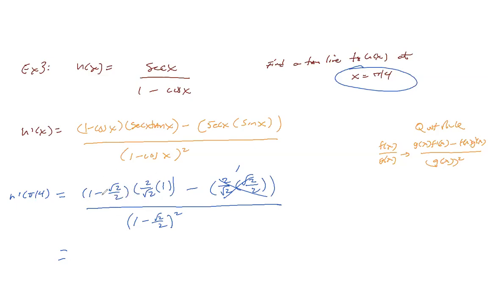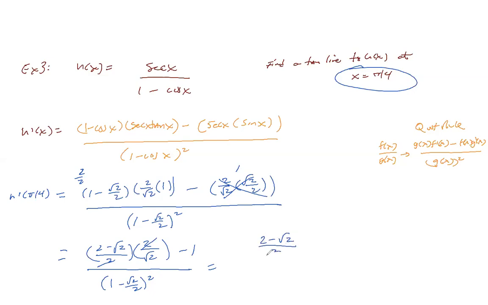I think it's worthwhile to push this stuff together. 1 obviously is the same thing as 2 over 2 to make a common denominator. So that's going to give us 2 minus root 2 all over 2 times 2 over root 2 minus 1 all over 1 minus root 2 over 2 squared. A little bit more simplification is going to happen there. That's going to leave us with 2 minus root 2 all divided by root 2. And then we've got this wonderful situation here.